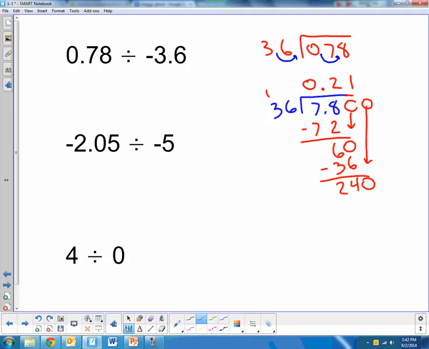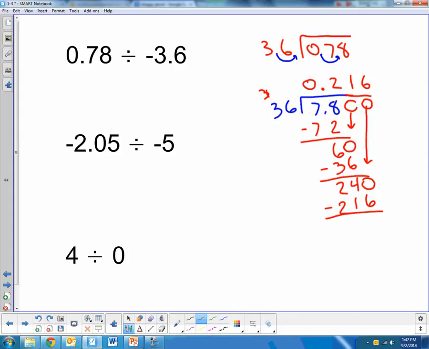36 into 240, I'm going to guess 6 times. But again, I'm not positive, so I'm going to guess. 6 times 6 is going to give you 36. 6 times 3 is going to give you 18. And we got 21 there.